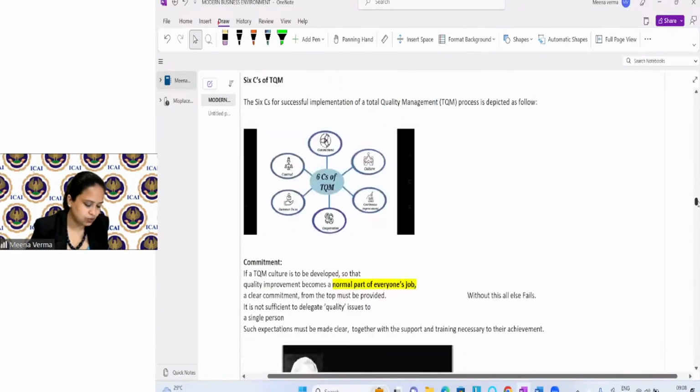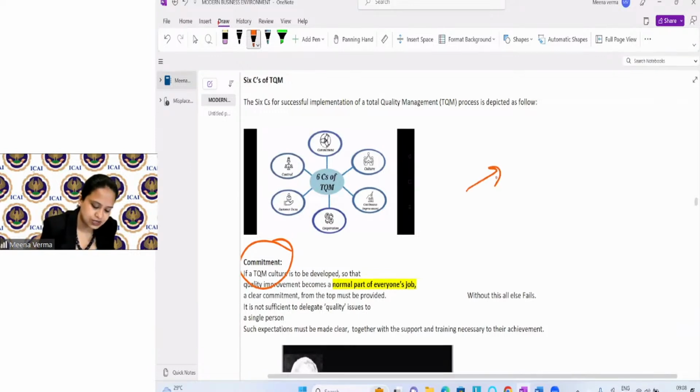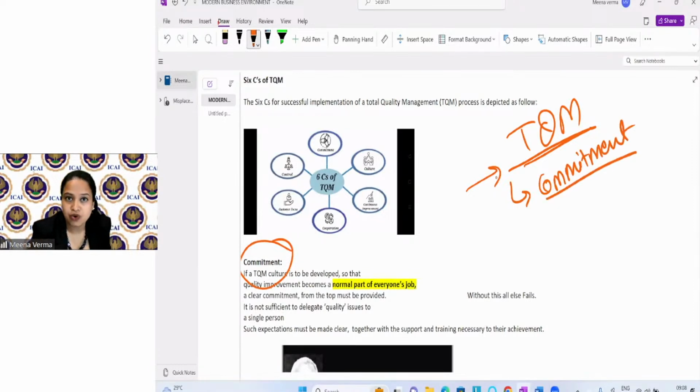The 6 C's of successful implementation of total quality management were developed. Let's understand them one by one. The first point is commitment. Total quality management requires the commitment of everyone. Everyone should be committed to producing the quality product. It requires the commitment of everyone.